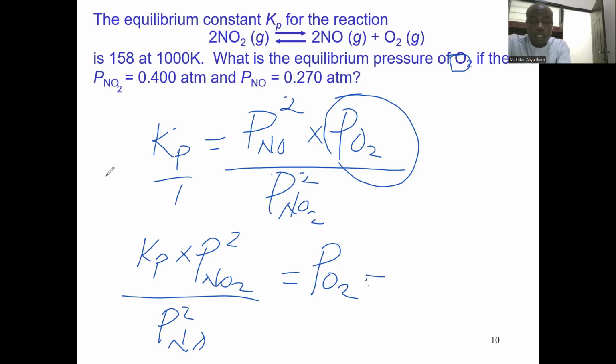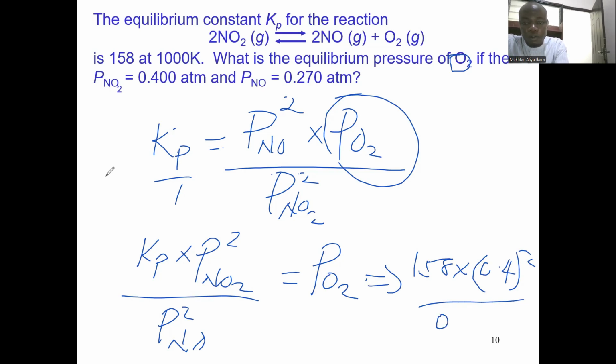The Kp is 158 times we have NO2. So for the NO2 we have 0.4. Then we square it, then divided by PNO. So the PNO is also power 2. So we have 0.270, then we square it. So after we press our calculator, you will now do the whole calculation. Then you are going to arrive at your answer.